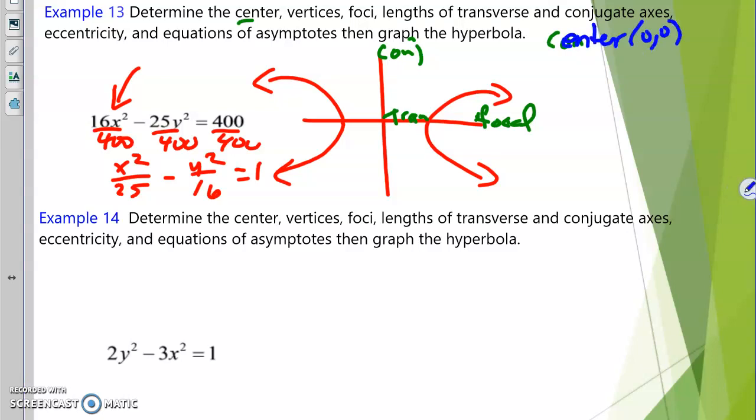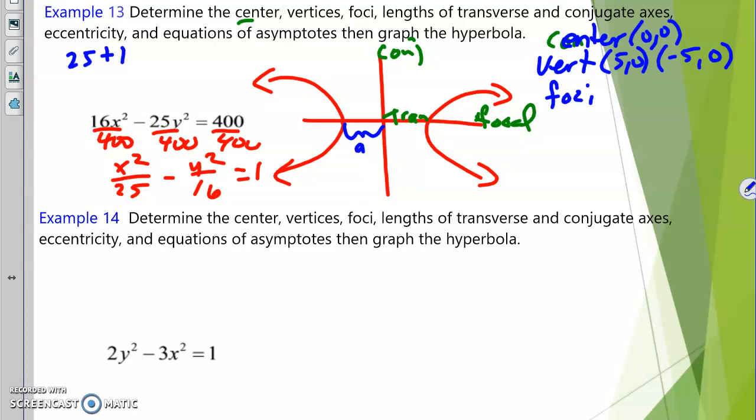The center is at 0, 0. Our vertices are going to be the distance of A, so since this is the distance A, our vertices are at 5, 0 and negative 5, 0. We know our foci are going to be at distance C, so let's do A squared plus B squared. We get 25 plus 16 equals C squared, which gives the square root of 41. So my foci end up being at square root of 41, 0, and negative square root of 41, 0.